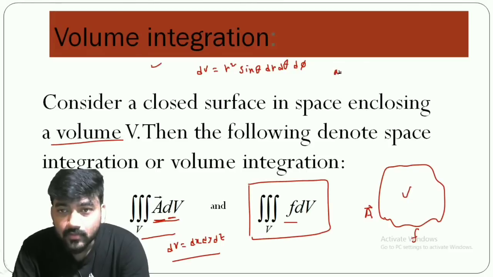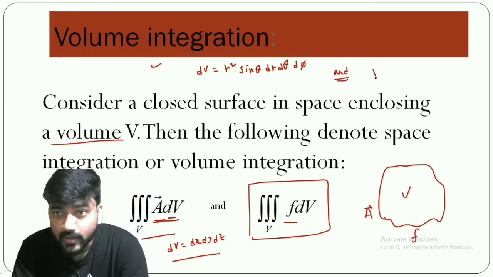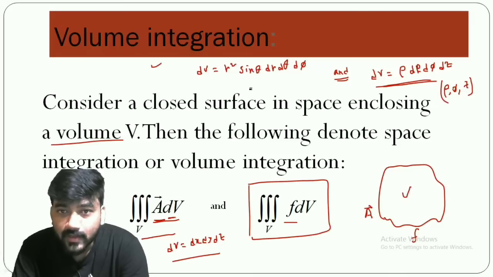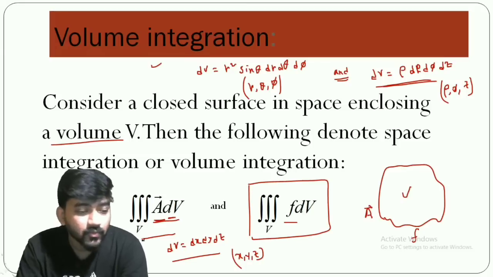And in cylindrical polar coordinates, dV is rho d rho d phi dz, because here the coordinates are rho, phi, z. In spherical, the coordinates are r, theta, phi, and in Cartesian, the coordinates are x, y, z. Now let me solve some questions on this topic.